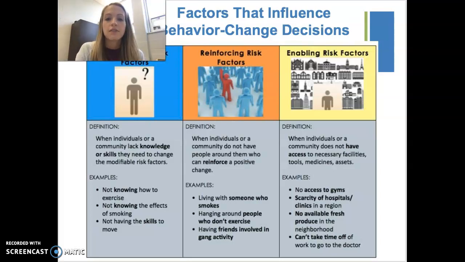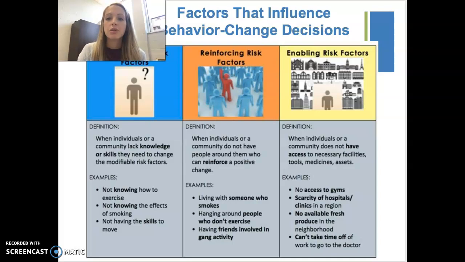Reinforcing risk factors. This definition is when individuals or a community do not have people around them who can reinforce positive change. So for change to occur, we need others to reinforce this, to be supportive, right? So what if you live in a household with other smokers? Do you think it's going to be harder for you to quit? Absolutely. What about hanging around people who don't exercise and you're trying to be more active? Do you think that's going to influence your behavior? Absolutely. And having friends involved in gang activity, it's going to be harder for you to get out of those bad behaviors if you're in those groups.